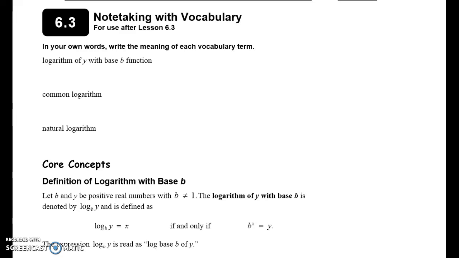Go to page 166 of your journal and enter the definitions for logarithm of y with base b function, common logarithm, and natural logarithm. And then if you look at the definition below in the core concepts, you can see we have log base b of y, and that's defined as b to the x equals y.